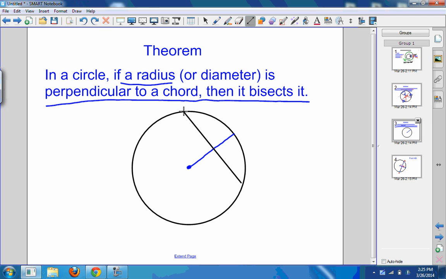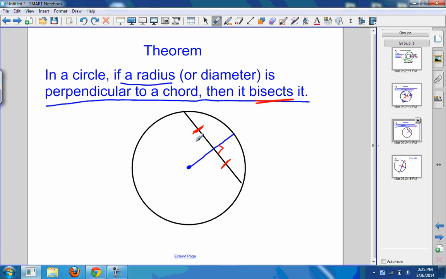It says if my radius is perpendicular to it. So if my radius and my chord are perpendicular, then the radius bisects the chord. What does bisect mean? It means it cuts it in half. So if my radius and chord are perpendicular, then the chord will be bisected. It does not work for the radius. It does not mean that the radius is also cut in half. That could be possible, but it's usually not going to be the case. But it will always be the case in regards to the chord.